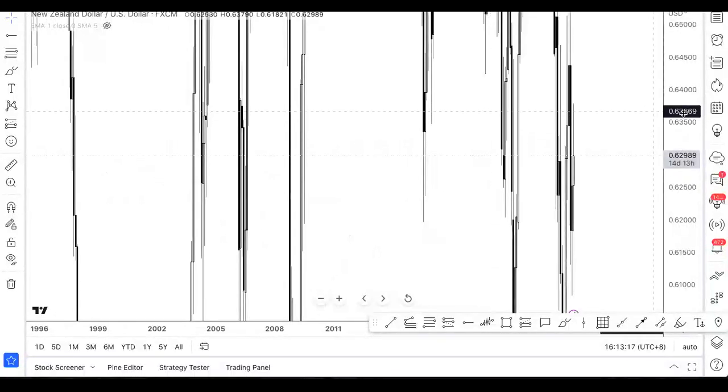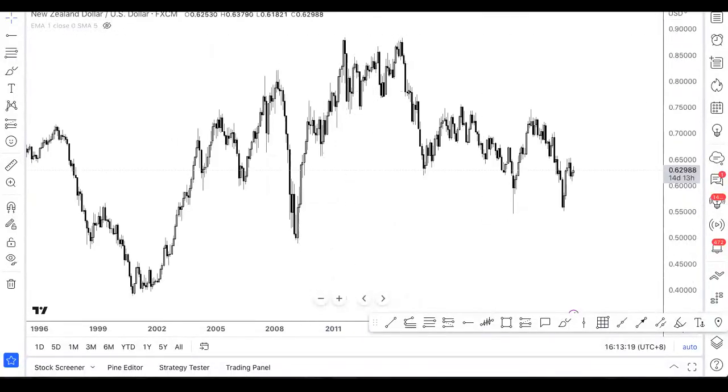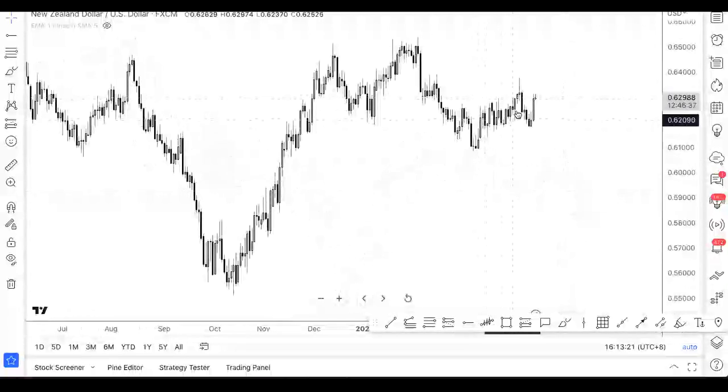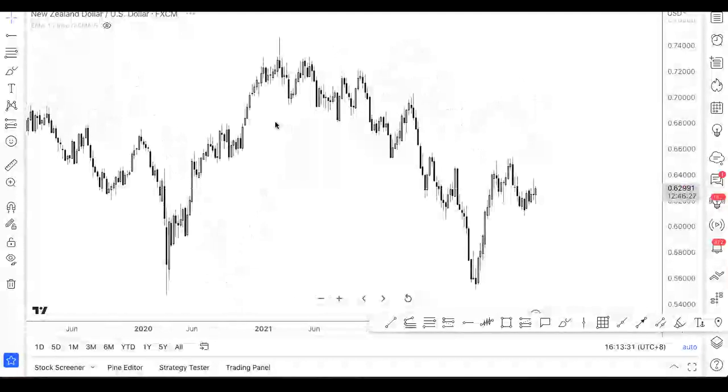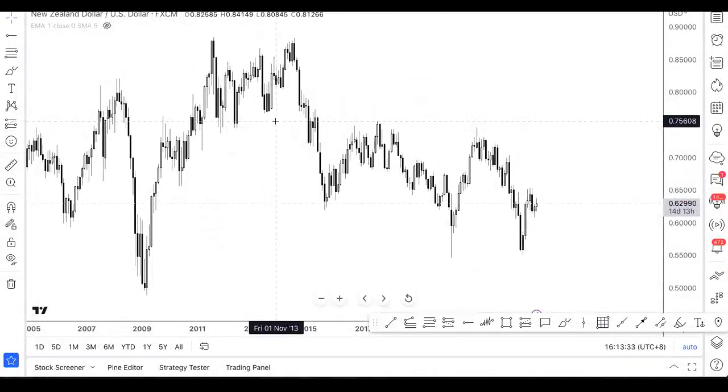For Kiwi dollar, you can see that yesterday we had the strong push up here. In fact, on all dollar pairs, as the dollar continues to weaken, you can see that Euro dollar, Kiwi dollar, Aussie dollar, and gold all stand to benefit from the dollar's weakness. So let's take a look at the higher time frame again.